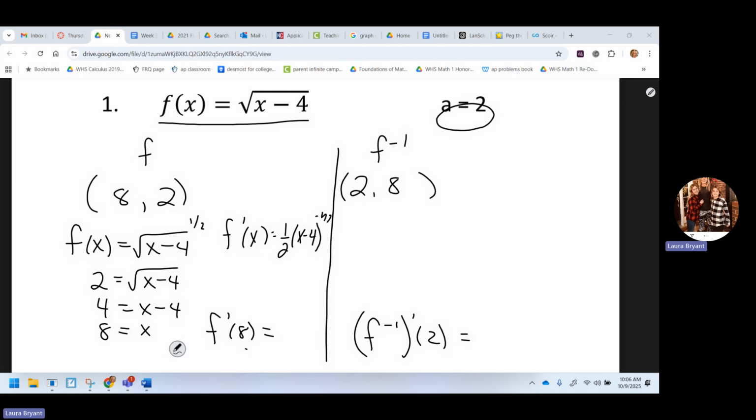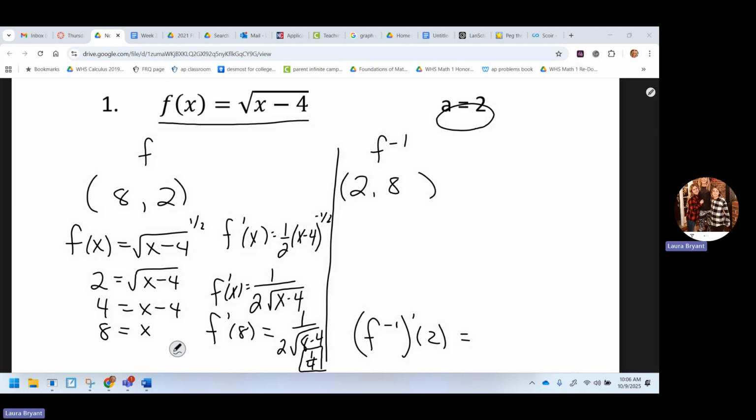And then chain on the derivative of the inside, which is a 1. So this ends up being 1/2 square root of x minus 4. Okay, so I'm looking for f prime of 8. If I plug 8 in there, 8 minus 4 is 4. So I end up at 2 times 2 again. So this one is 1/4.